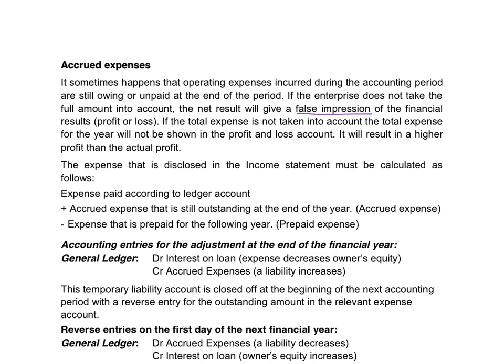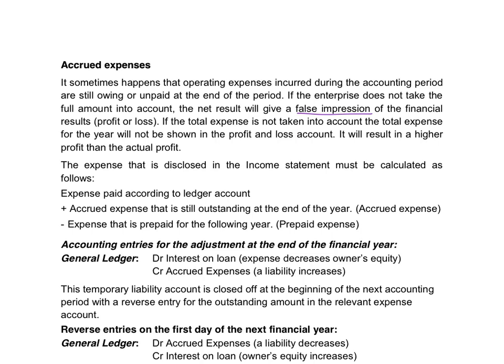So if the total expense is not taken into account, it means that the profit will show a higher amount in the profit and loss than it should have been. And therefore you have to adjust your expense account with the amount that you still have to pay, so that you can have the total amount in your expense account and create a liability at the end of the financial year for the amount that must still be paid.